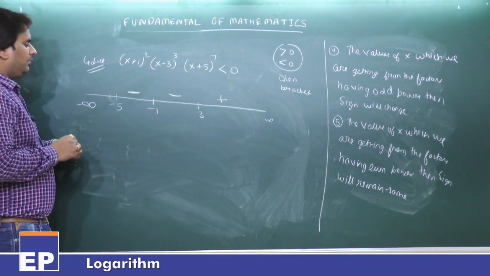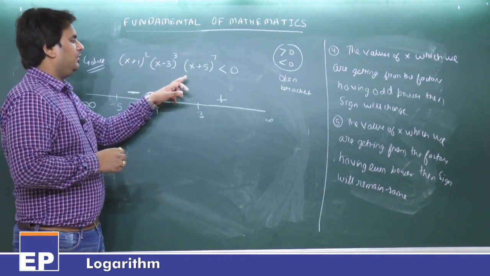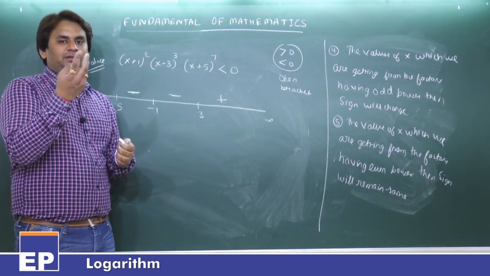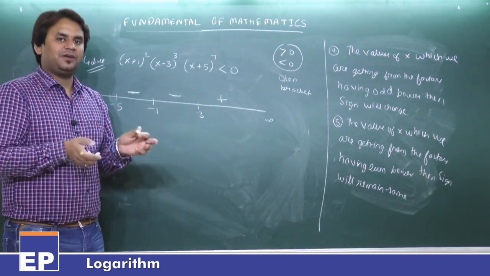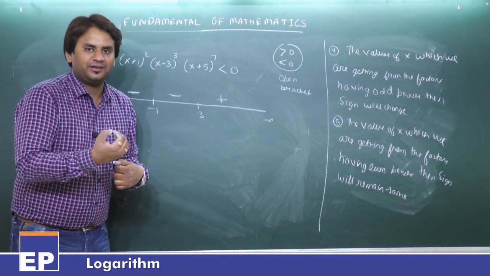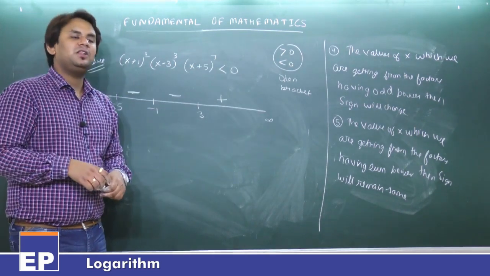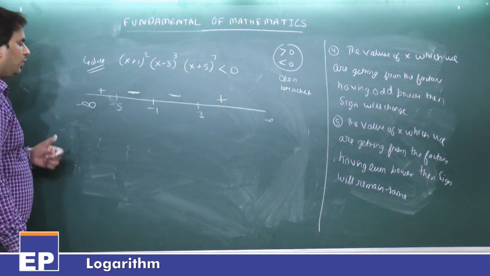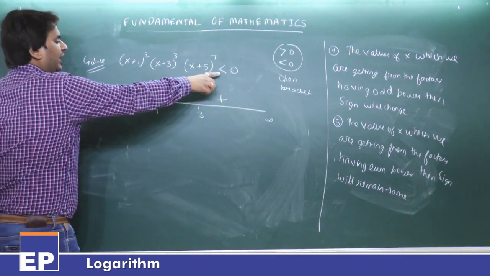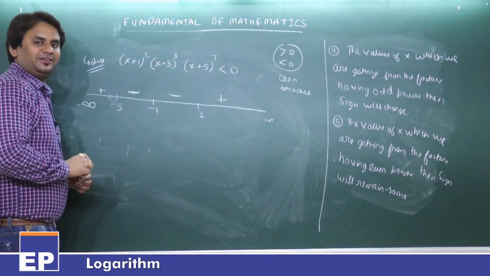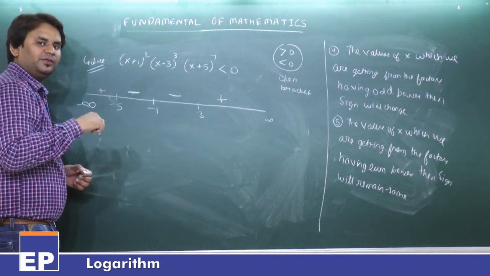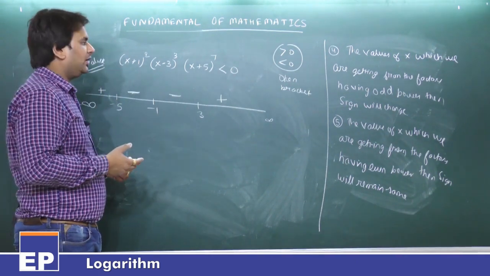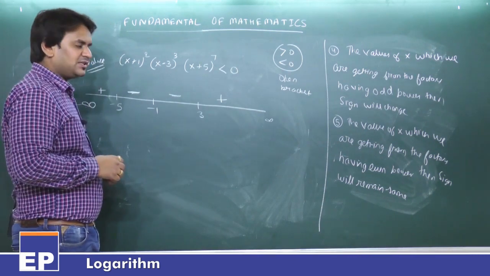After that, we are getting minus 5 from which factor? Minus 5 I am getting from this factor, and this factor has an odd power. Remember two things: if there is an odd power, then the sign will change. If there is an even power, then the sign will remain the same. Here there is an odd power, so the sign will change. The minus will be converted into plus. Okay, now we have to write the answer. We have to take the less than 0 answer. Less than 0 means we have to take the negative answer. In the previous question we took greater than 0, which means we took the plus answer. Here we have to take the less than 0 answer, which means the negative answer.